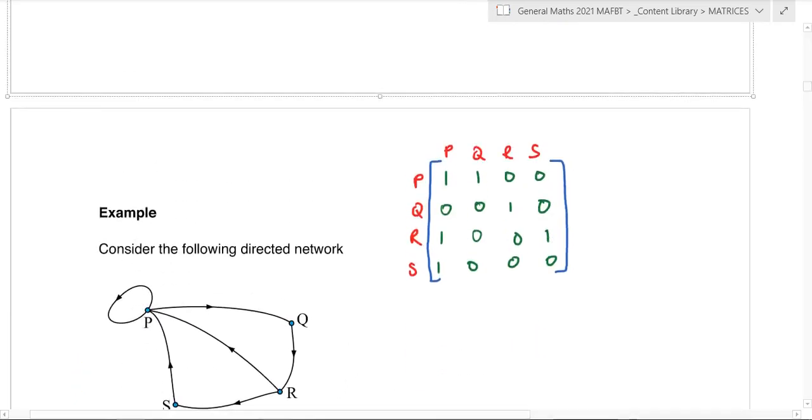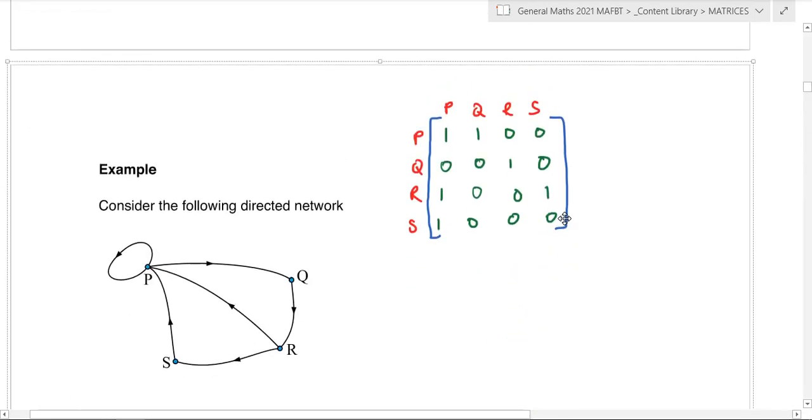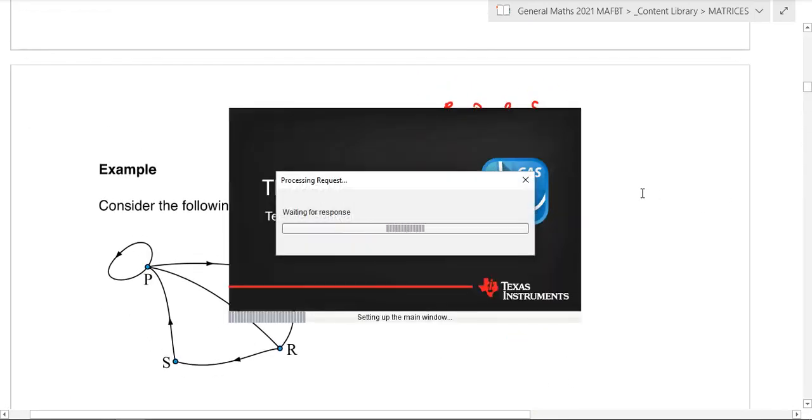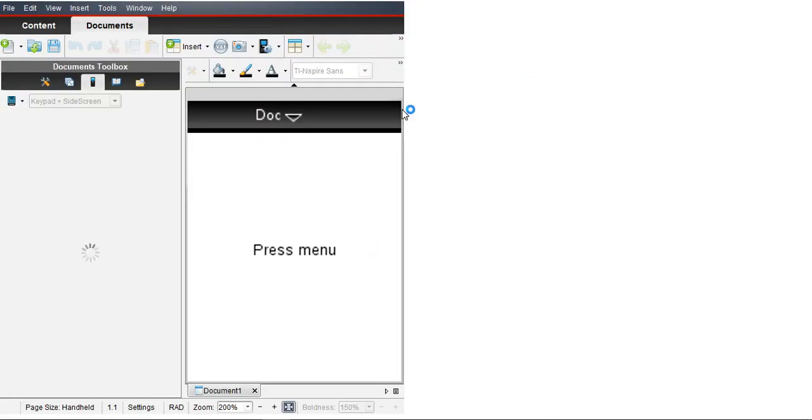So let's try that here. Has it worked yet? Nope. Okay, it's still loading, but it is definitely doable on your CAS, and we'll prove that. Hopefully I got the answers right here for the 2 steps, M2, and the 3 steps, M3. Taking this time. Okay, here we go.